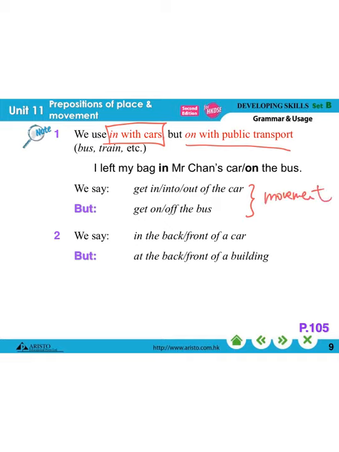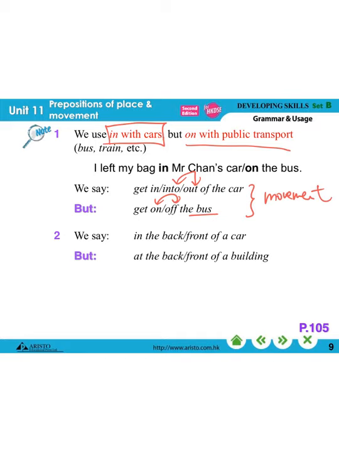We get in the car or we get into the car, and the opposite is out of. Into, and then the opposite, out of. But for the bus, for public transportation, we have to use on and off. I get on the bus, I get off the bus.